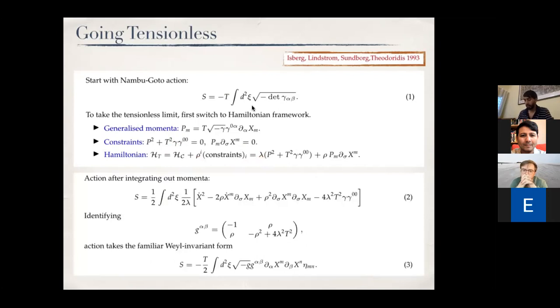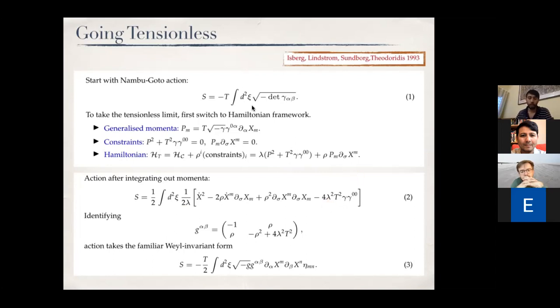Very good. So what you can do is you can start off with this and you can integrate out the momenta to now reach an equation which I call 2 here. And now, if you were to identify this with the usual Weyl invariant form, then you see that g upstairs alpha beta, as I write here, can be identified with the following 2×2 metric, which has a -1 and, in the other entries, minus rho squared plus 4 lambda squared T squared. So far, everything is nice and fine. So it seems that we have done well. Now you can happily, in this equation 2, take the tension going to 0 limit.